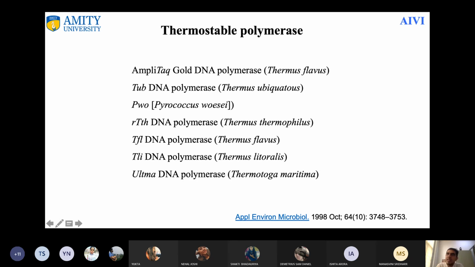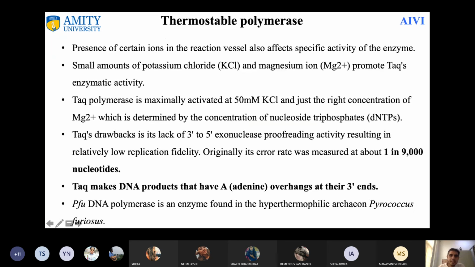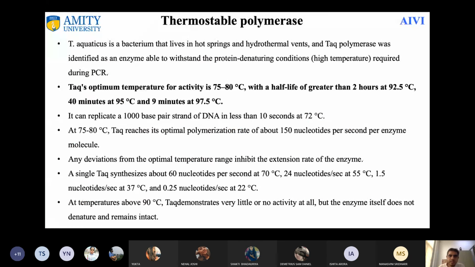Activity less means, if you see this slide, in this slide we mentioned that if your temperature is 72 degrees Celsius, it is adding 1000 base pairs in 10 seconds. At intermediate 75 to 80, it is adding 150 nucleotides per second. So further activity is high. If you decrease the temperature to 70 degrees Celsius, its activity decreases to 60 nucleotides. Then if you move to temperature 55, its activity is 24. Further decreasing, at 22 degrees Celsius, just 0.25 nucleotide.